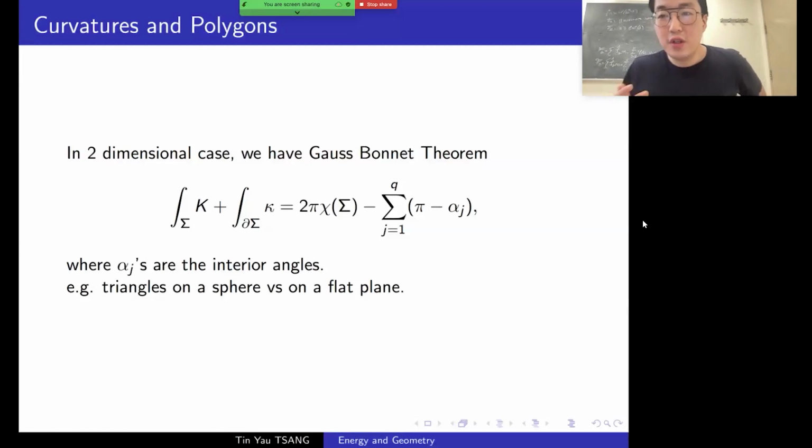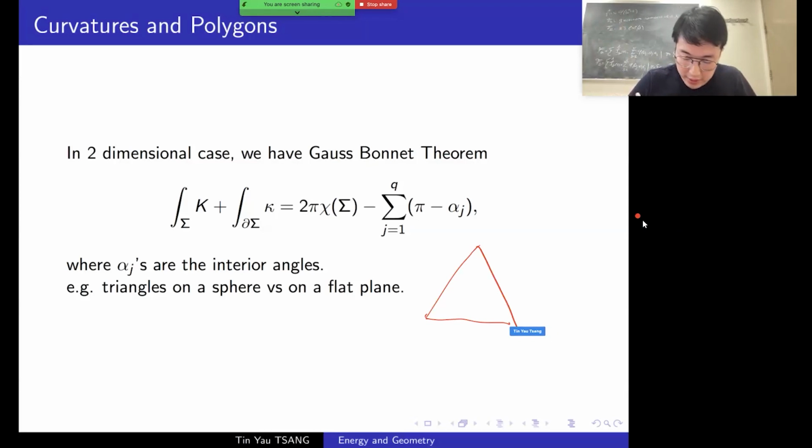After we know those curvatures, we introduce the scenario of polygons. In the two-dimensional case, we have the Gauss-Bonnet theorem. Here K stands for the Gauss curvature, and kappa stands for the geodesic curvature, which means the mean curvature. The alpha j's are the interior angles. So let me draw a simple picture here first.